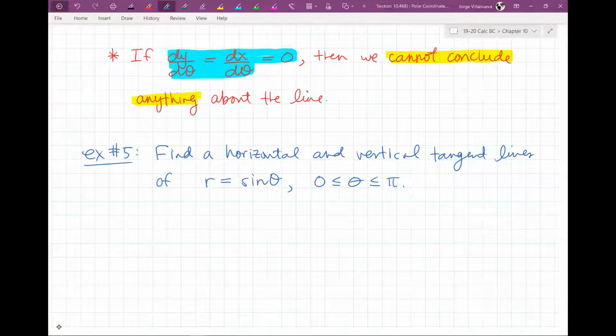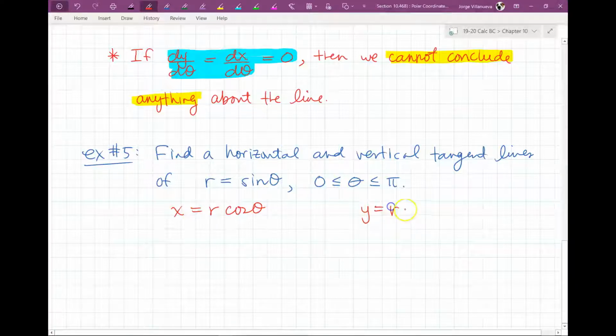All right, so first off, let's go ahead and make these things into parametrics, okay? So we have x equal to r cosine theta, and we have y equal to r sine theta, okay? Well, that means that x is equal to sine theta cosine theta, and y is equal to sine squared theta.